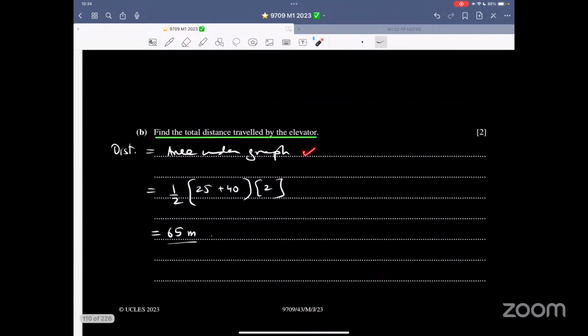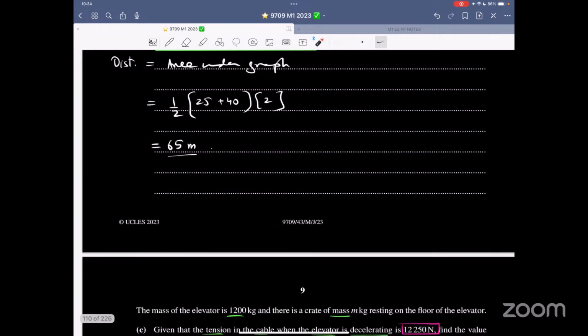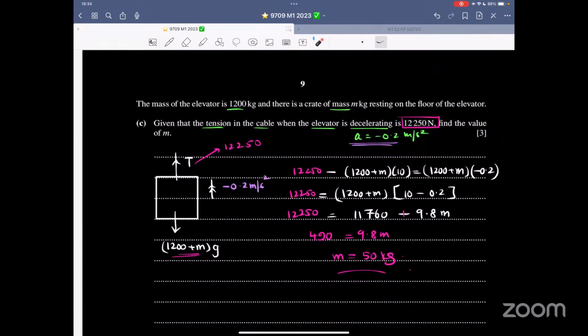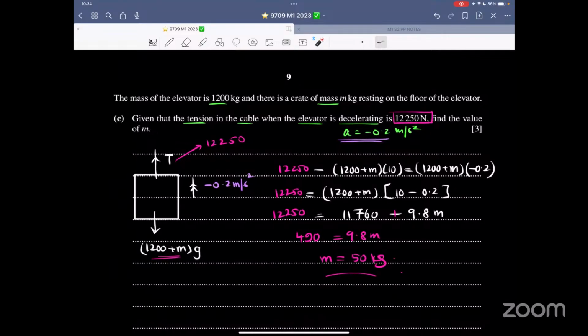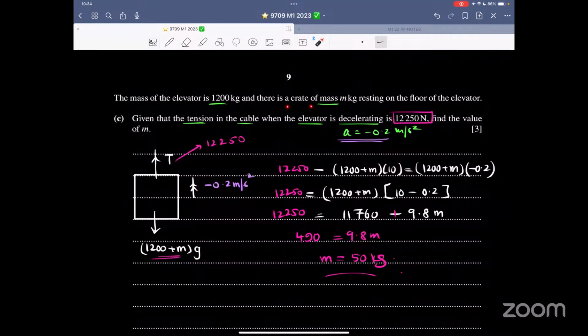Find the total distance. That is basic stuff, area under the graph, area of a trapezium. The mass of the elevator is 1200 kg. And now it's asking, there is a crate of mass m kg resting on the floor of the elevator. So that is the elevator. Given that the tension in the cable when the elevator is decelerating is this much, find the value of m.